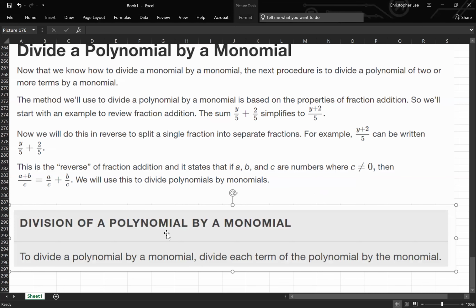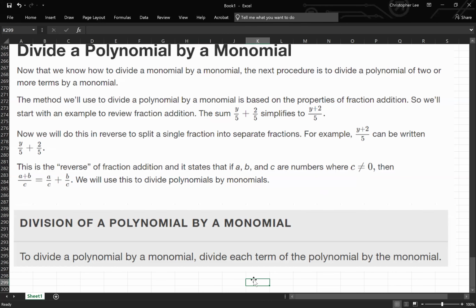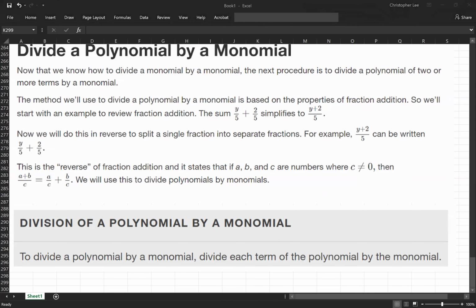So a little definition. The division of a polynomial by a monomial. To divide a polynomial by a monomial, divide each term of the polynomial by the monomial. That's the trick. All right. I'm gonna give you guys an example.